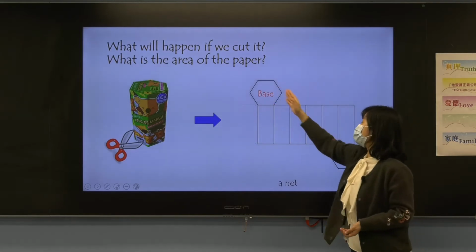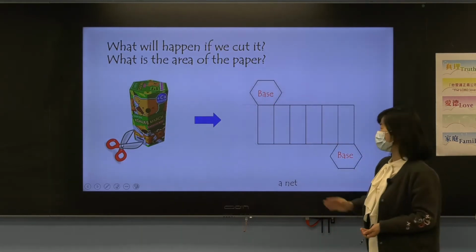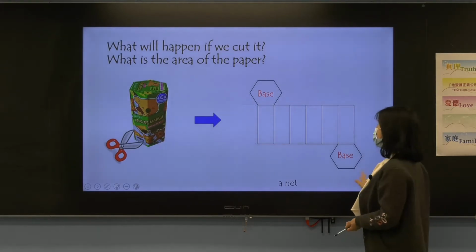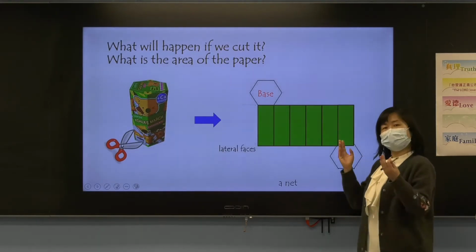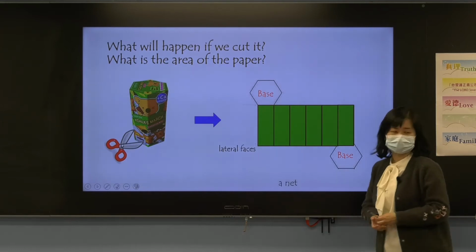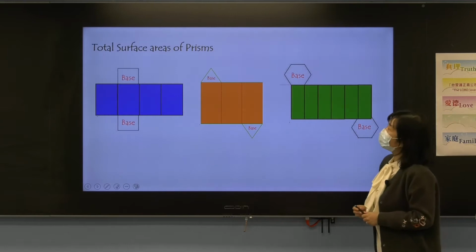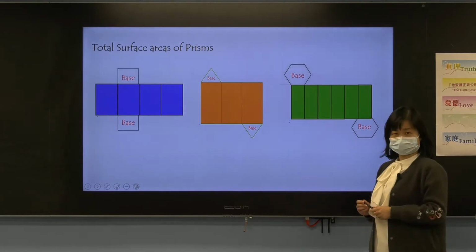Again, student, you should know the upper base and the lower base. And there are 6 rectangles. We call them lateral faces. So how do we find the area of it? Let's take a closer look. How to find the area? So total surface areas of the prism.